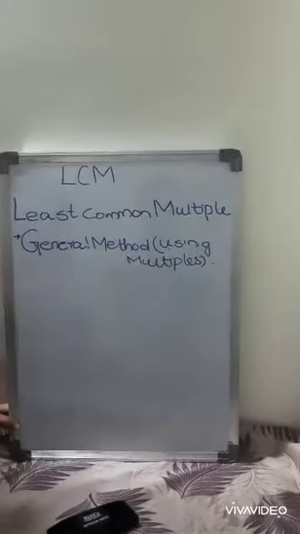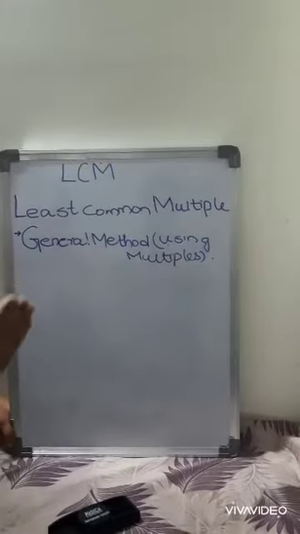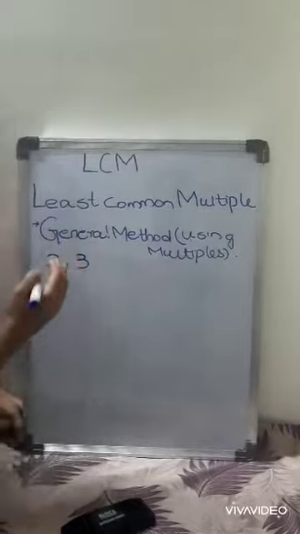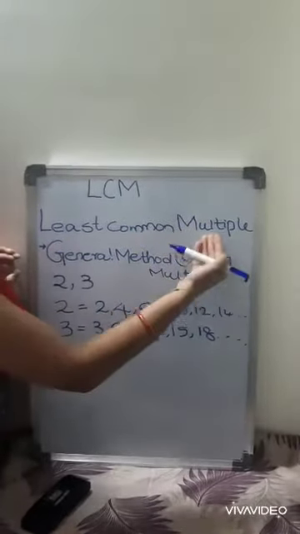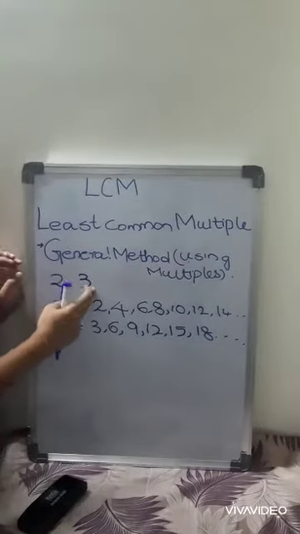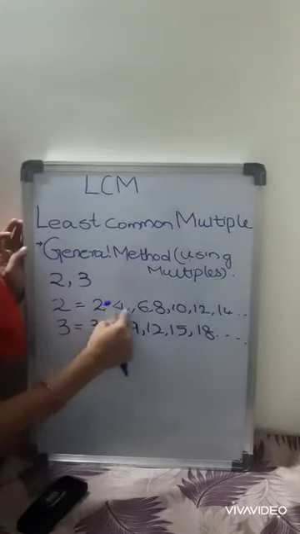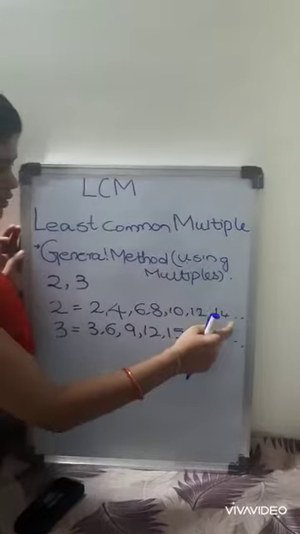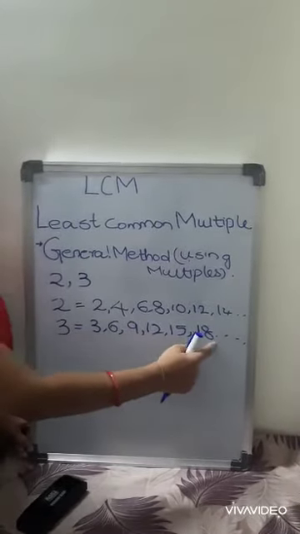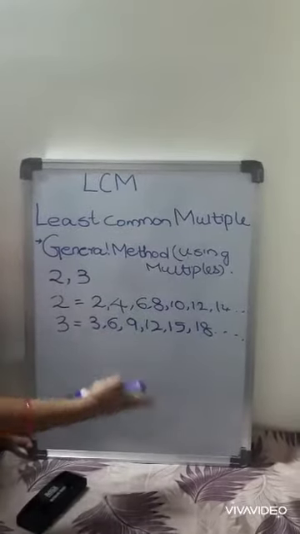So now I have to find the least common multiple of 2 and 3. 2, 3. Going from right to left, each word: multiple. What do you mean by multiple? Multiples of these two numbers 2 and 3. The multiples of 2 are 2, 4, 6, 8, 10, 12, 14. Multiples of 3 are 3, 6, 9, 12, 15, 18. Nothing but the 2 table and 3 table.